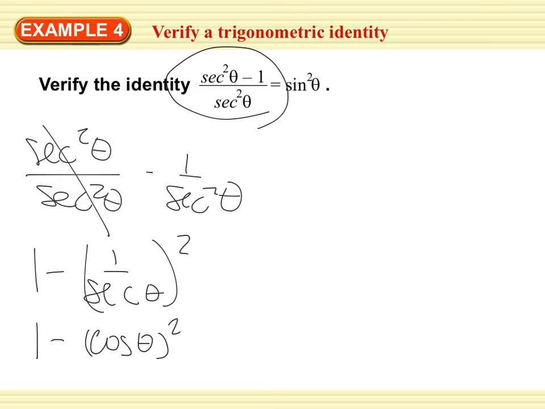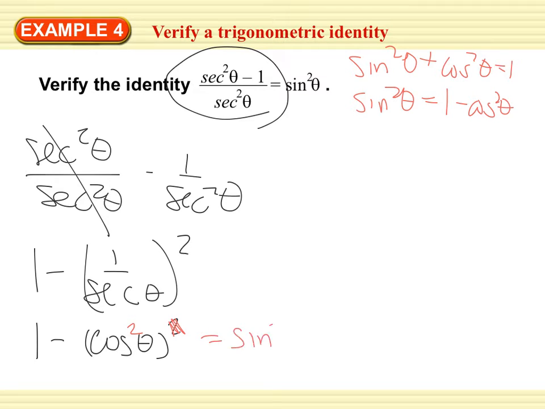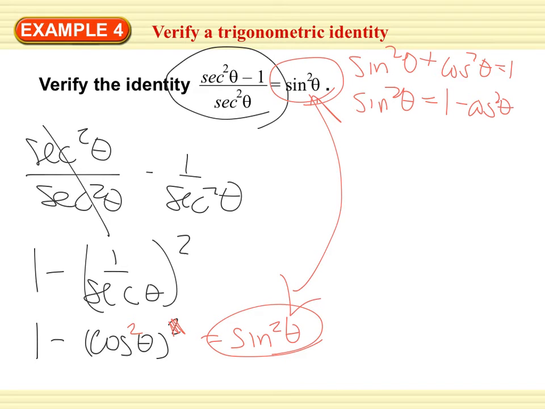Ooh, now I recognize the Pythagorean identity. If you remember, it's sine squared theta plus cosine squared theta equals 1. Well, I can solve that for sine squared theta: 1 minus cosine squared theta. So right there I can substitute. I can substitute 1 minus cosine squared theta equals sine squared theta. And now the left side of my equal sign equals the right side of my equal sign. I am successful.